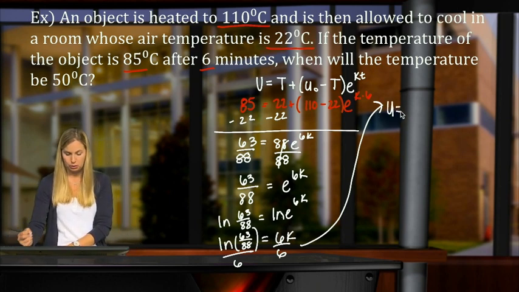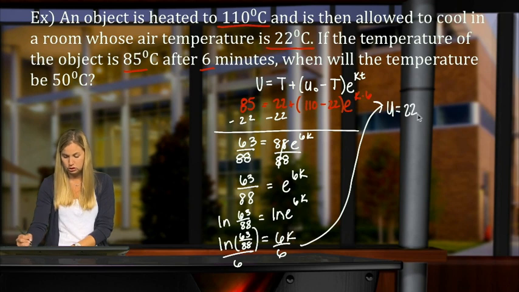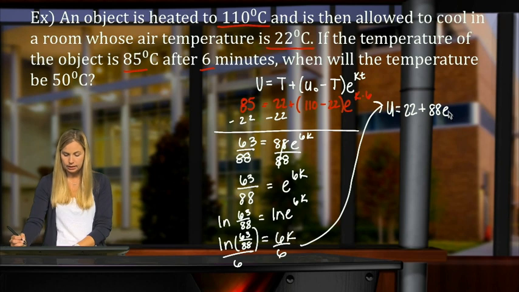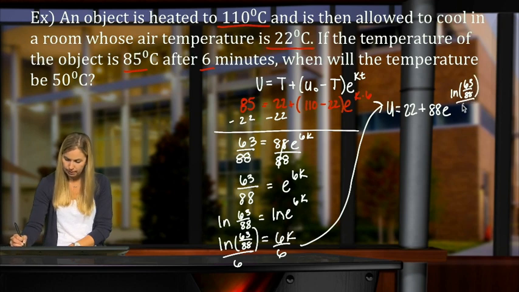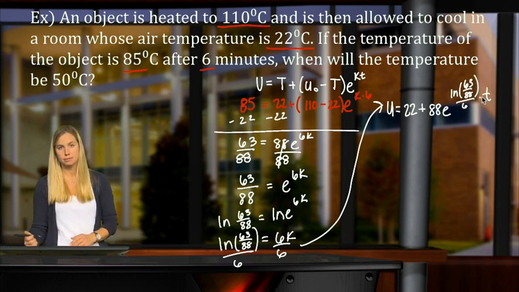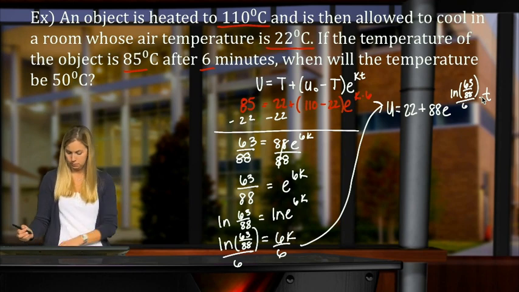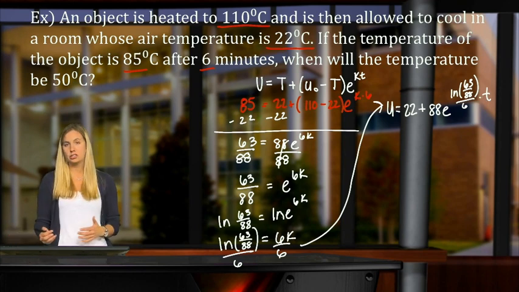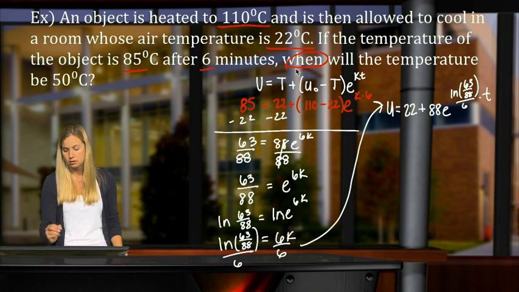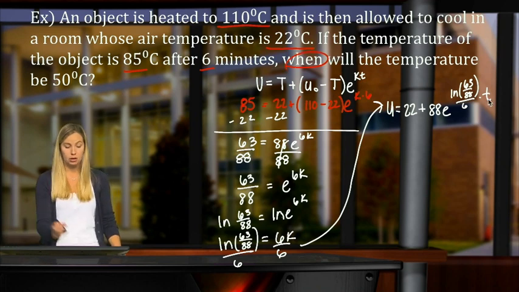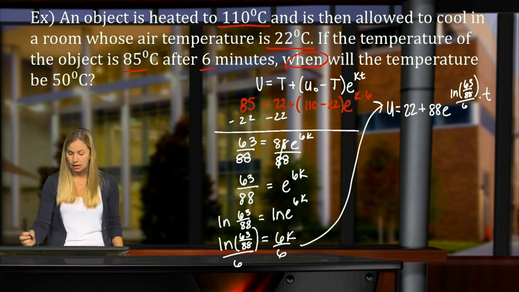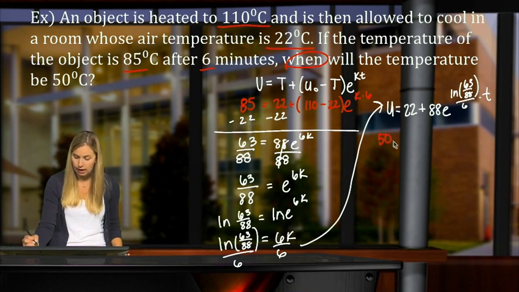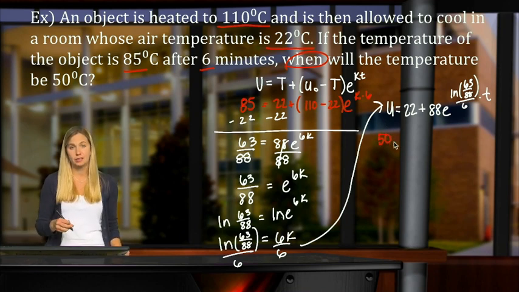So u is equal to 22 plus 88e to the natural log of 63 over 88 divided by 6 times t. They want us to know when, which is telling us we're solving for time, will the temperature be 50 degrees Celsius. So they're telling us what the value of u is. They want us to find the value of t.